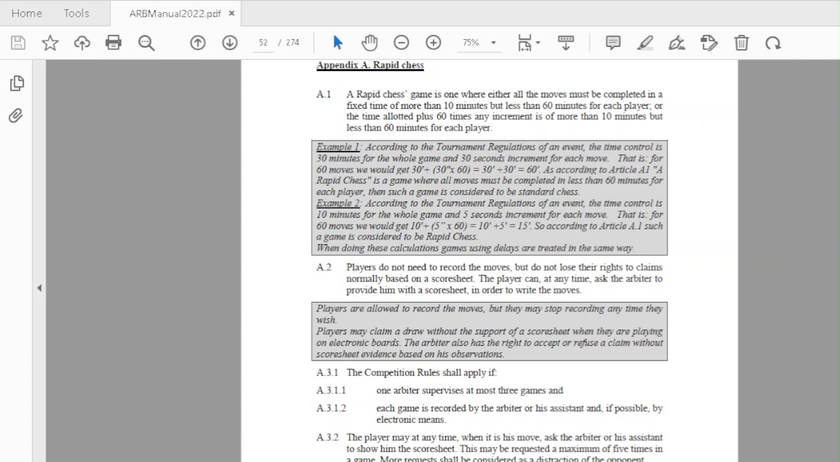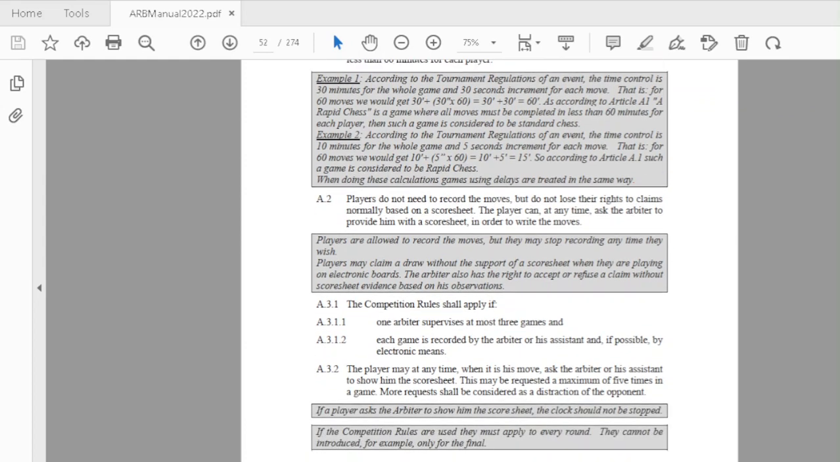Of course, there's 60 seconds in a minute. That's why they multiply by 60. So you just add the two together, if there are increments, to determine if it's more than 10 or less than 60. Okay, A2: players do not need to record the move. So that's a big difference with blitz chess and rapid chess. You don't need to notate, that's A2.